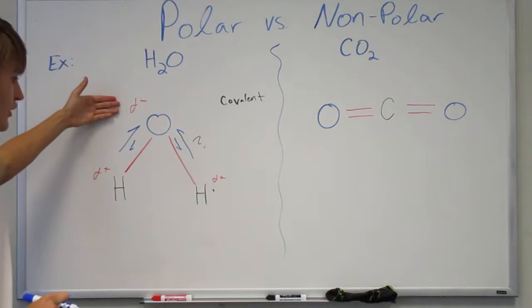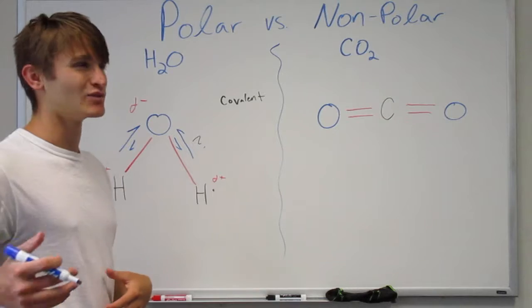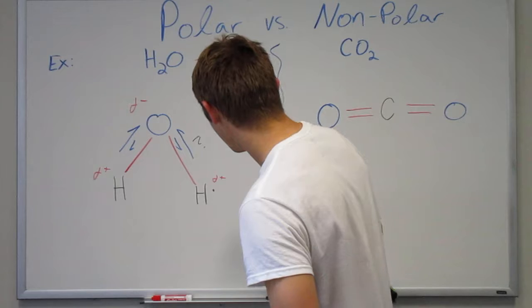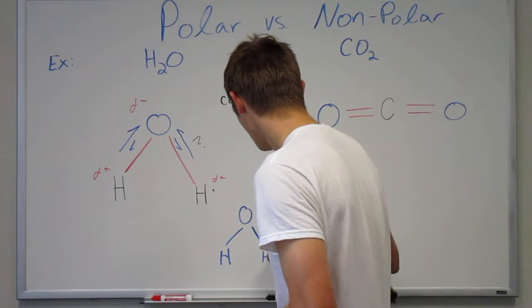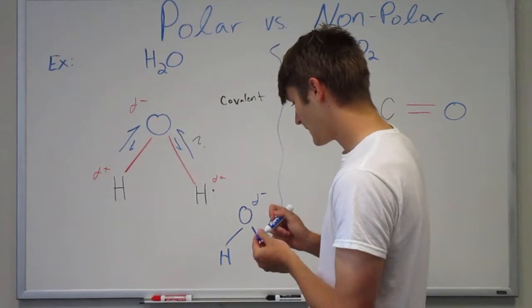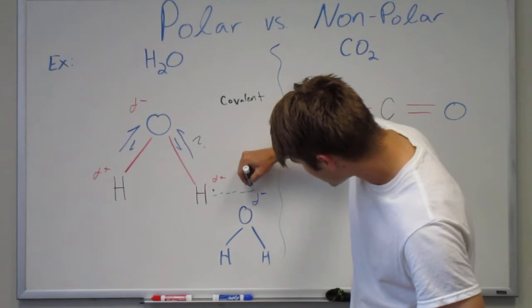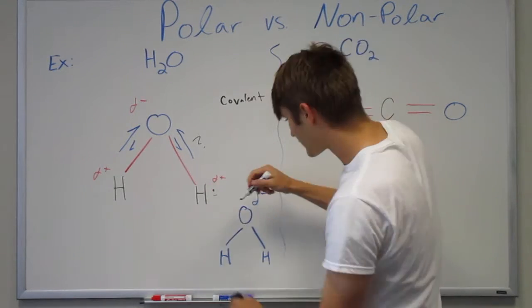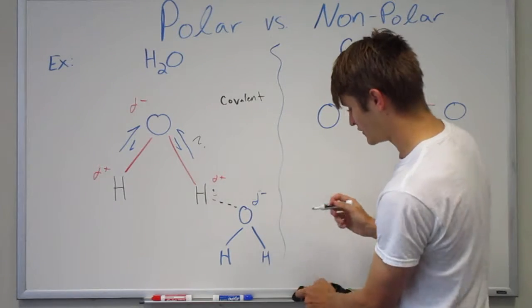Because of this partial negative and partial positive, it makes a water molecule very resourceful, and it gives water properties that really not many other molecules are able to have. So let's go ahead and draw another water molecule. And because of this partial positive, this one also has a partial negative. Let me draw it a little closer. Okay, they will create a hydrogen bond between the oxygen and hydrogen.